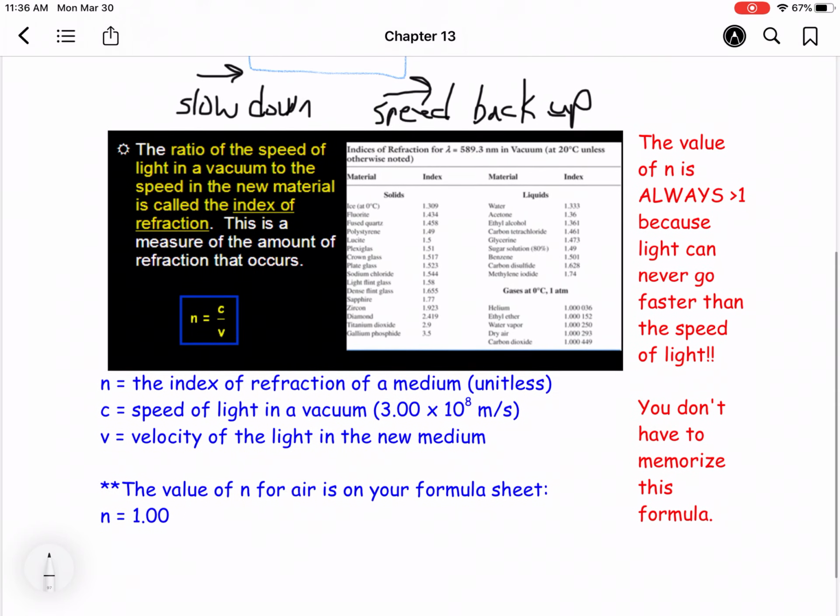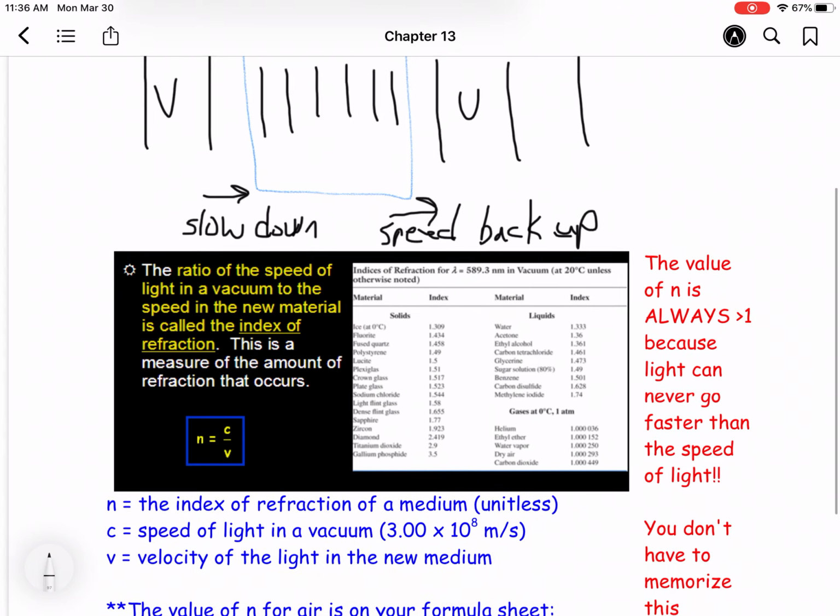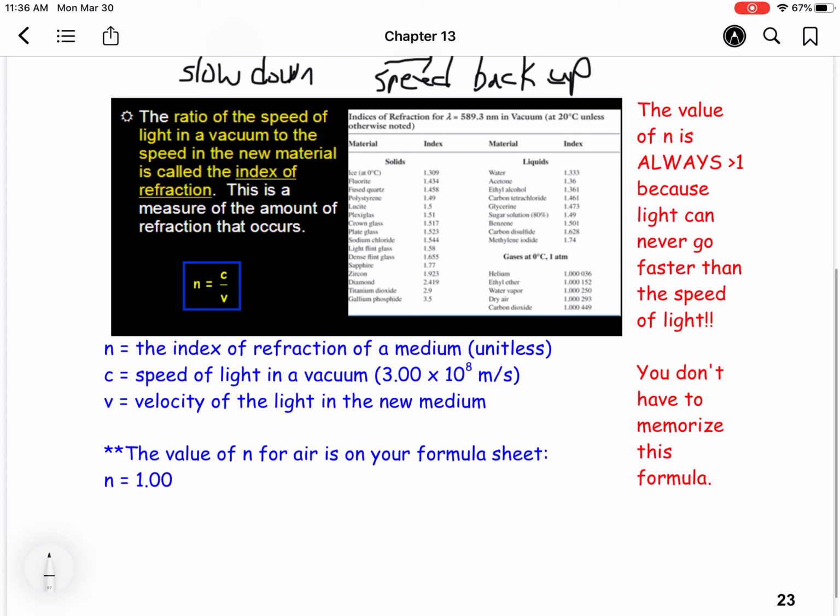So then we get into this concept of what is actually happening and how do we compare these things. So what we do is we have this idea of n. So n is the index of refraction of a medium. It's unitless. And so the speed of light in a vacuum is 3 times 10 to the 8. And we say the speed of light in air is 3 times 10 to the 8 as well. So we say that for air, n equals 1.